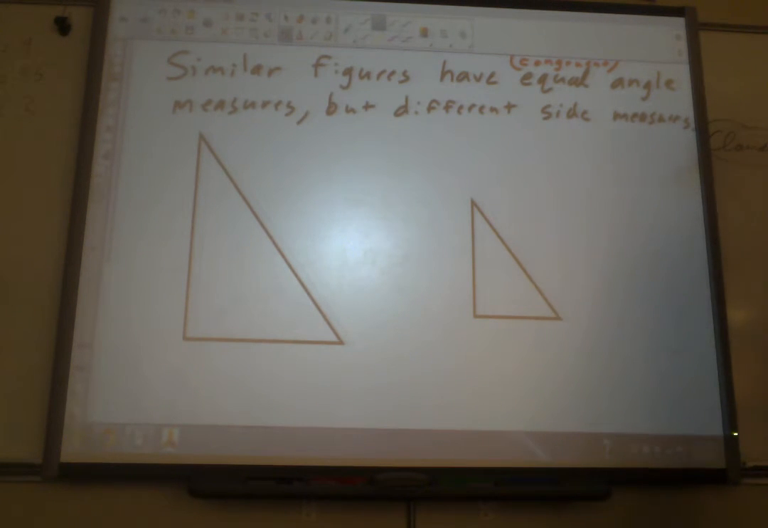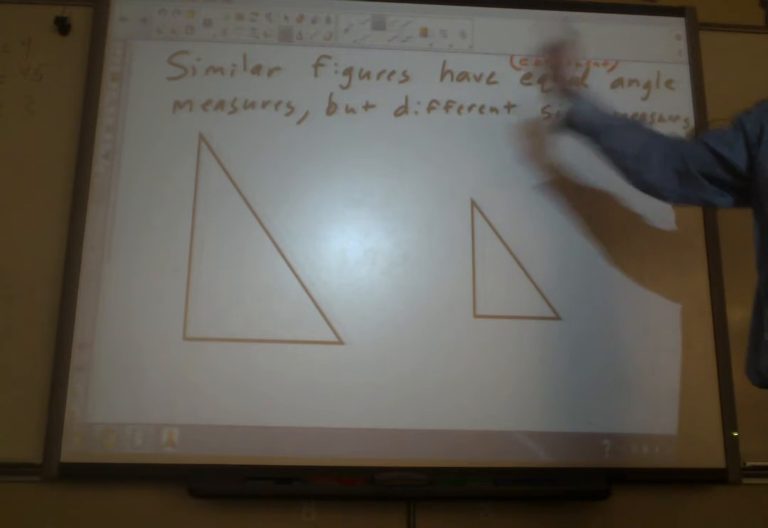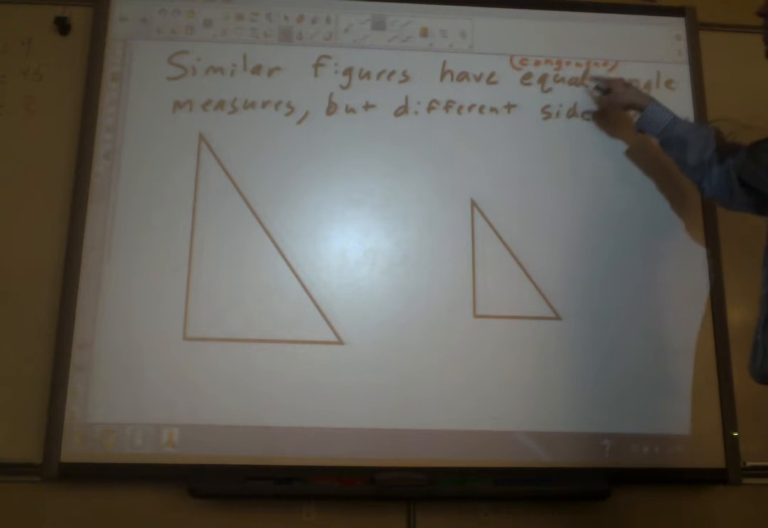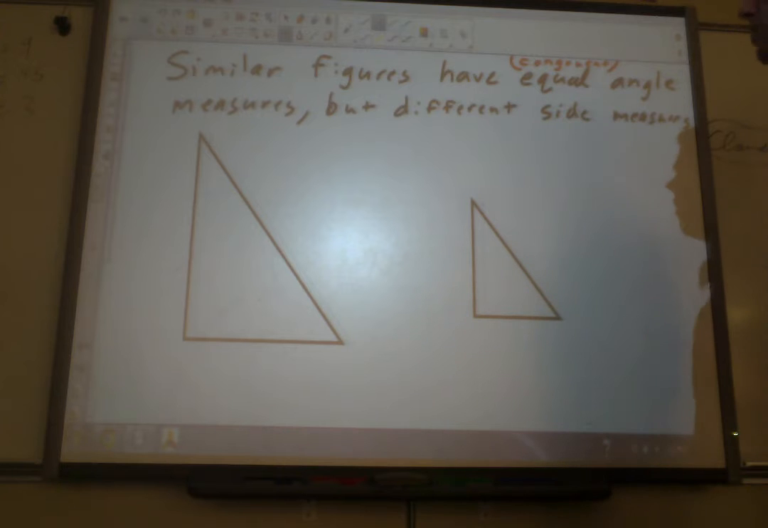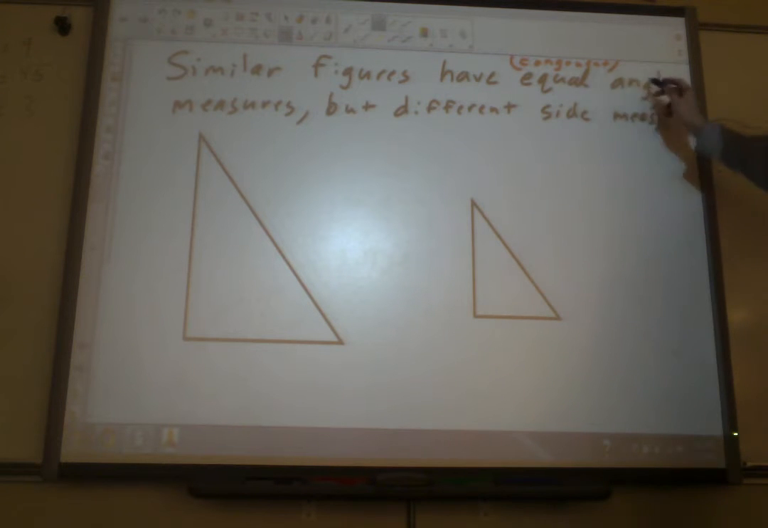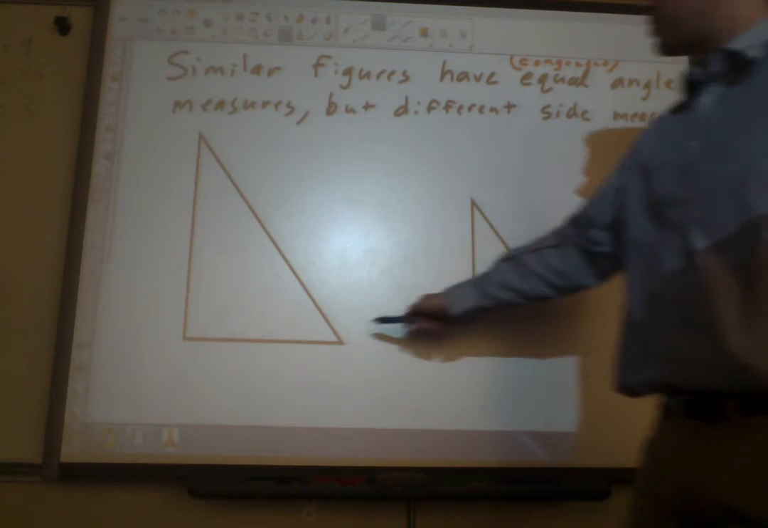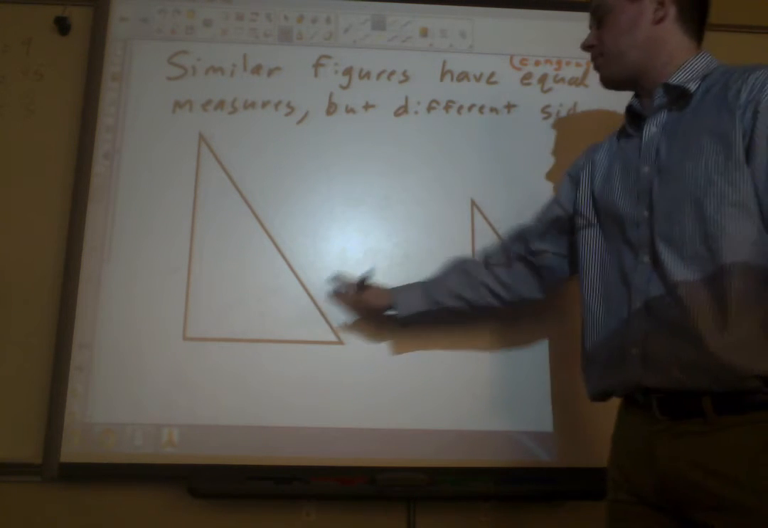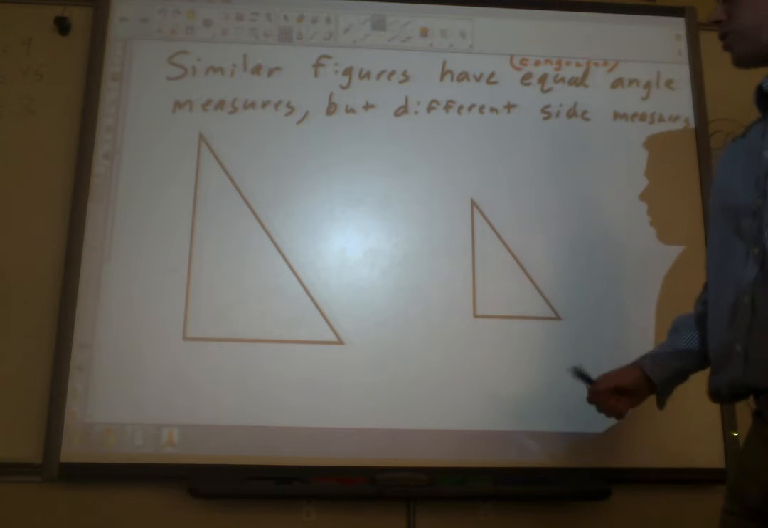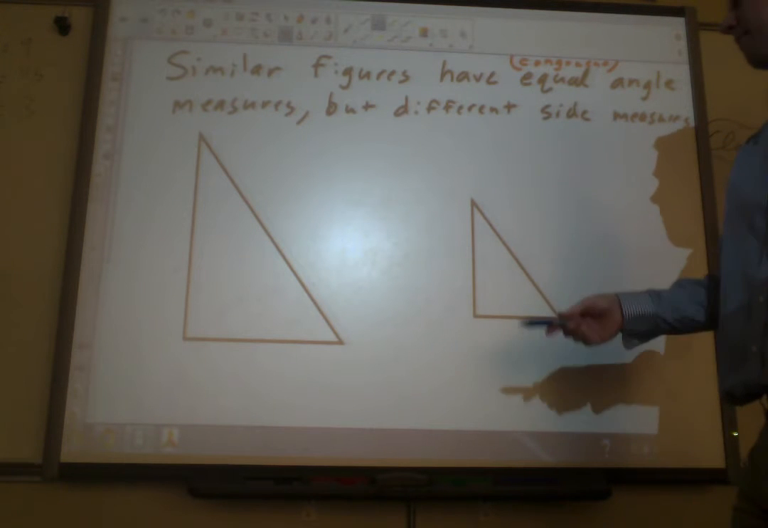Similar figures are figures that have equal angle measures. And I have the word congruent up here because it means the same as equal. So similar figures have congruent angle measures, but different side measures. The lengths of the sides are going to be different between these two shapes, but their angles are going to be exactly the same.